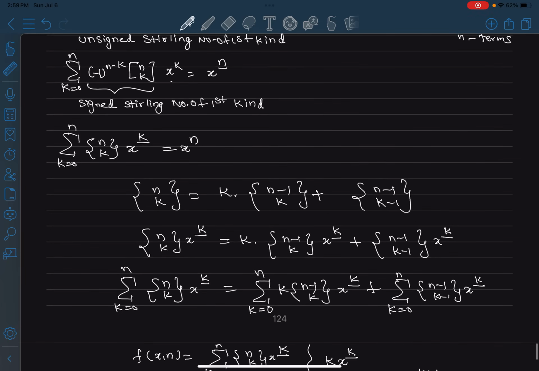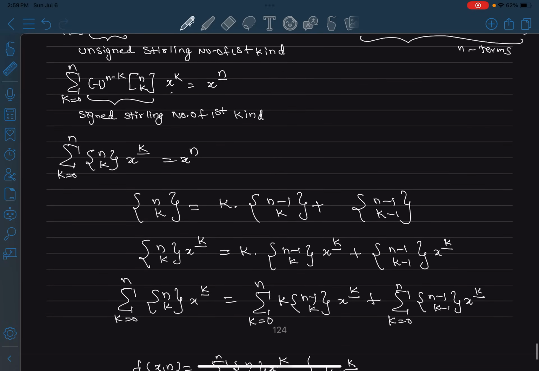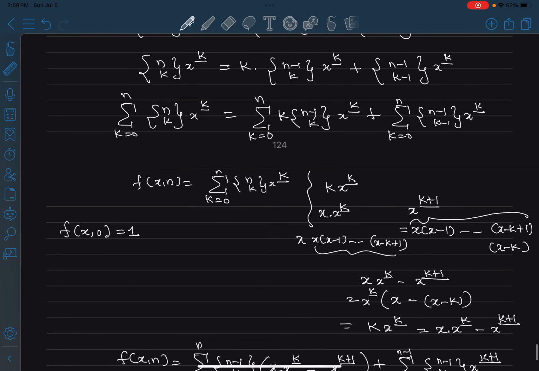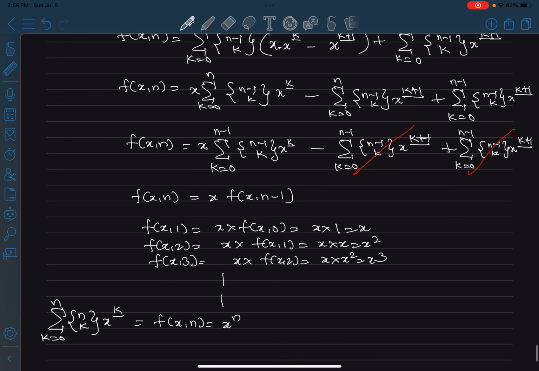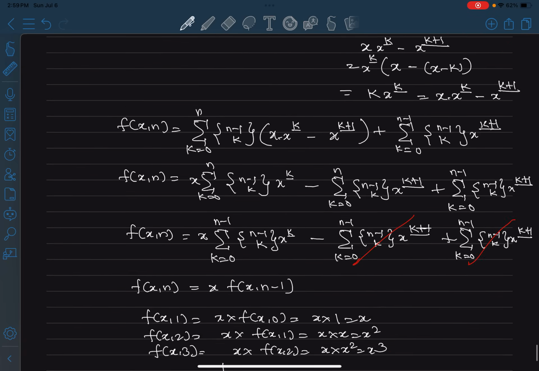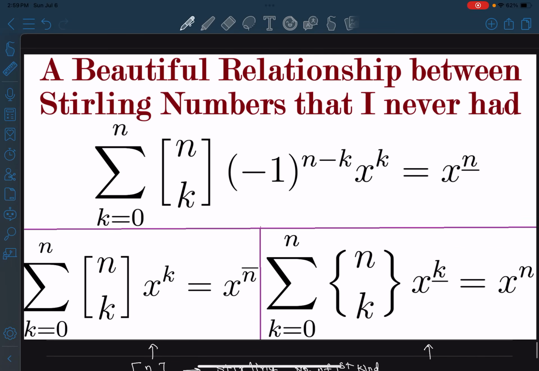Okay, guys, so this basically involved the recurrence relation and then trying to get this property for k x to the power falling factorial k. After that, there were some cancellations, and it was a simple recurrence which could be solved easily. So that was it, guys, and I hope you also love this relation.